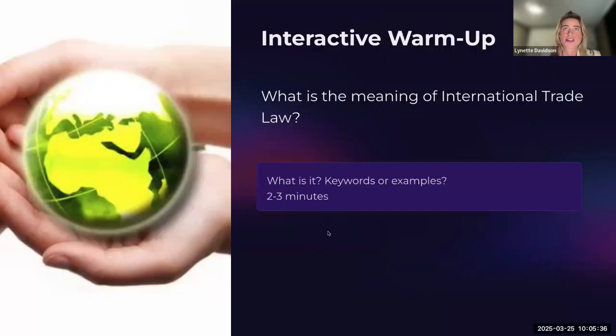Before we start, I have an interactive question. I would like to give you all 2 minutes to think about what international trade law means. What does it mean? Do we have keywords or examples we can think of? I will give you now 2 minutes to think about it and you can answer in the chat, and then we will proceed.